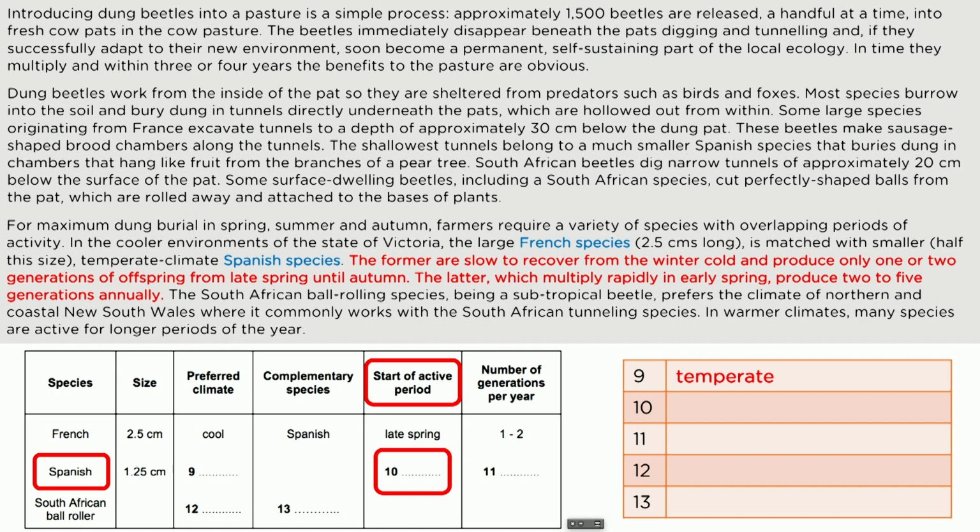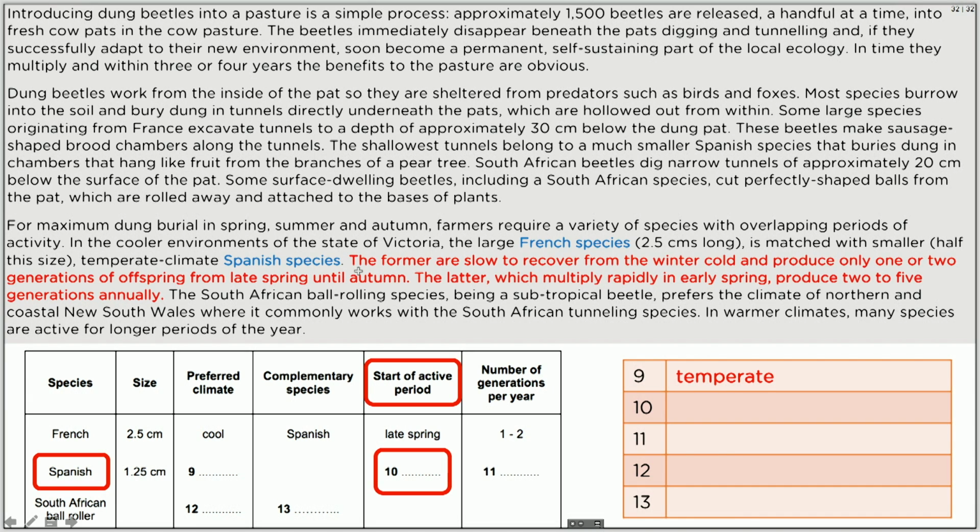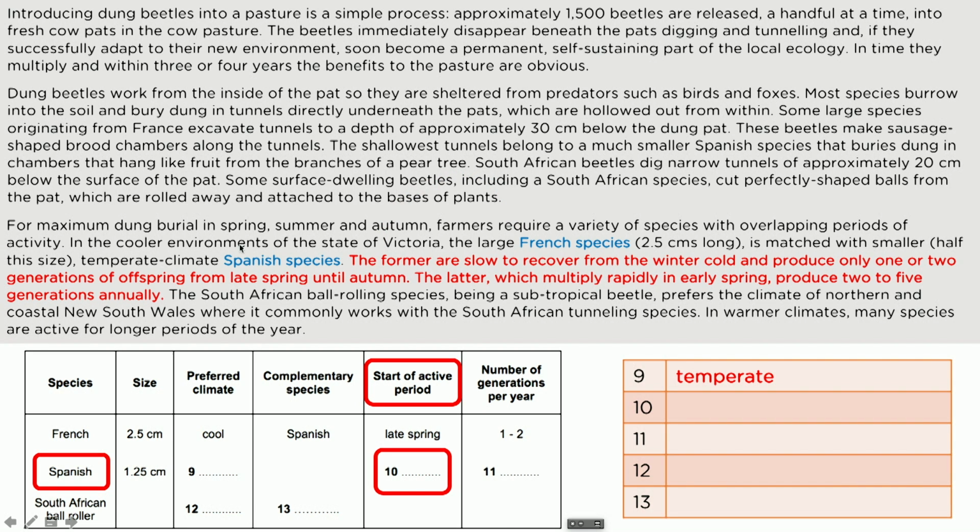Now, the French species is mentioned first, the Spanish species is mentioned next. Then it uses this interesting language, and it says the former, and it also says the latter. The former is the one that comes before, and the latter, you can think of the word later, that came later. So we're interested in this second sentence here, the latter, because now it's talking about Spanish species. The latter, which multiply rapidly in early spring, produce 2 to 5 generations annually.